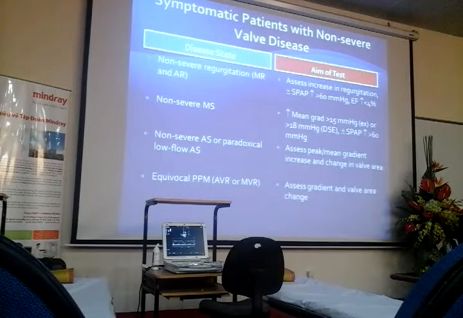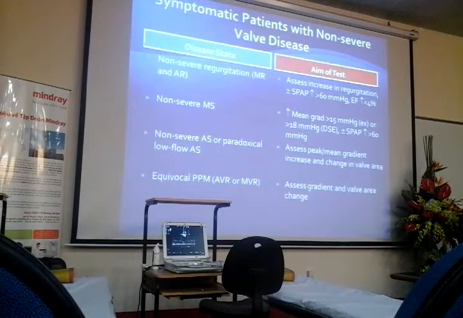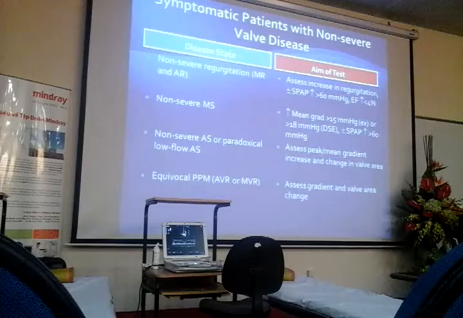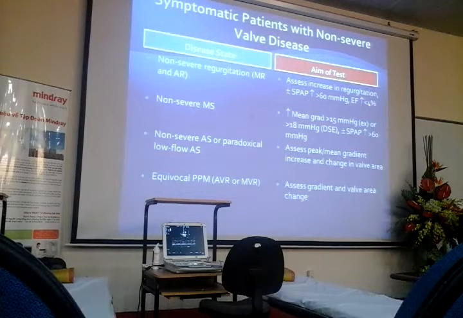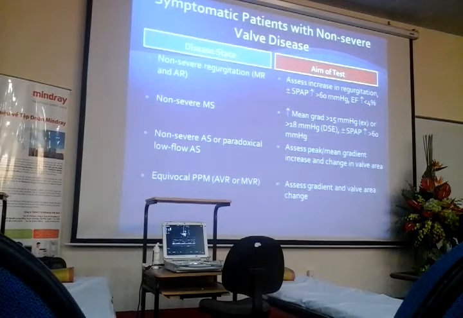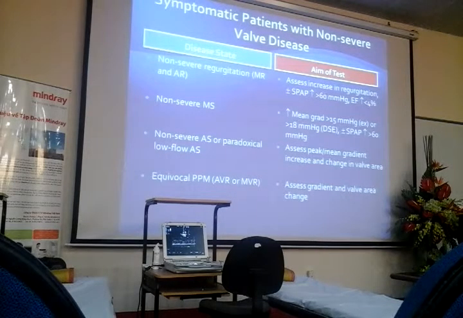In patients with prosthetic valves, where we're looking for prosthesis patient mismatch, so PPM, then we're looking again to assess the gradients and the valve area changing with exercise.